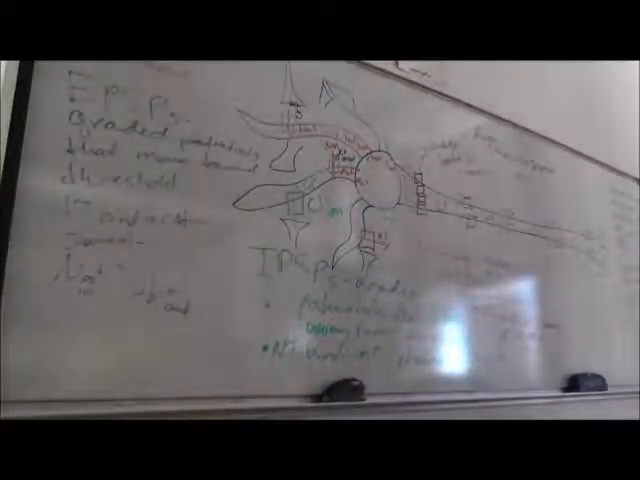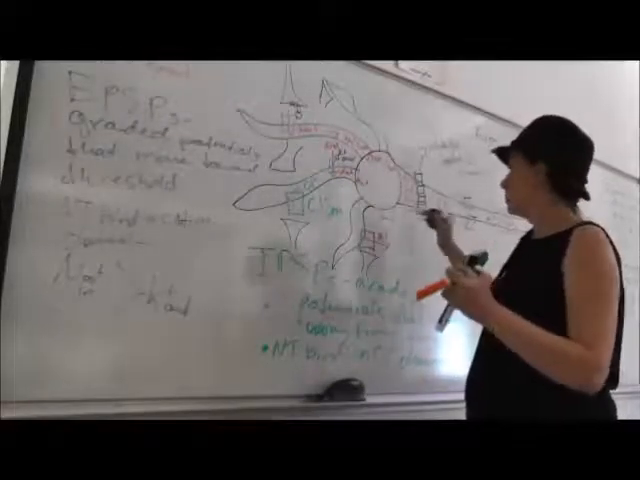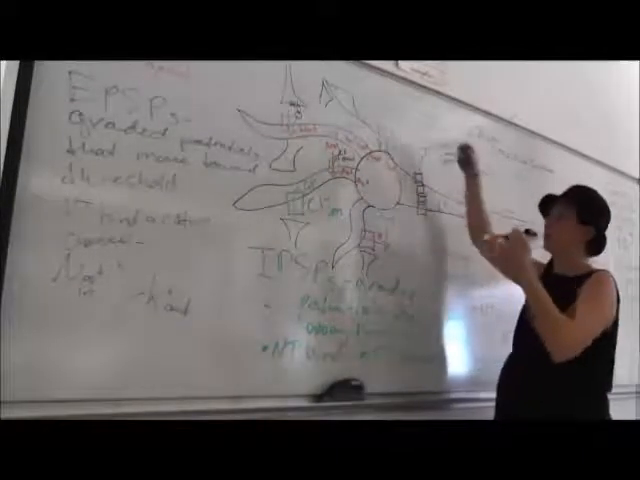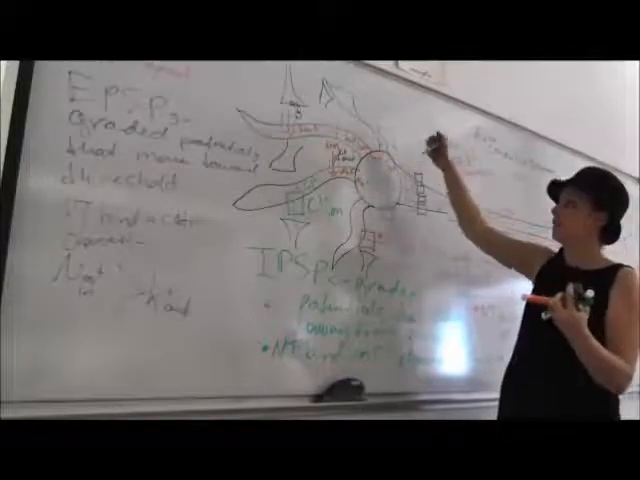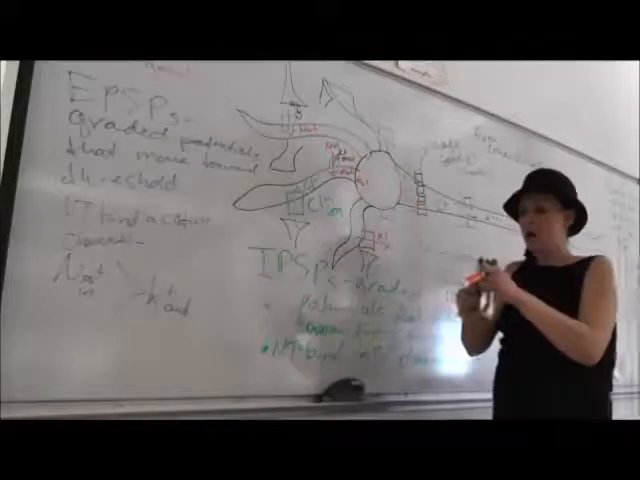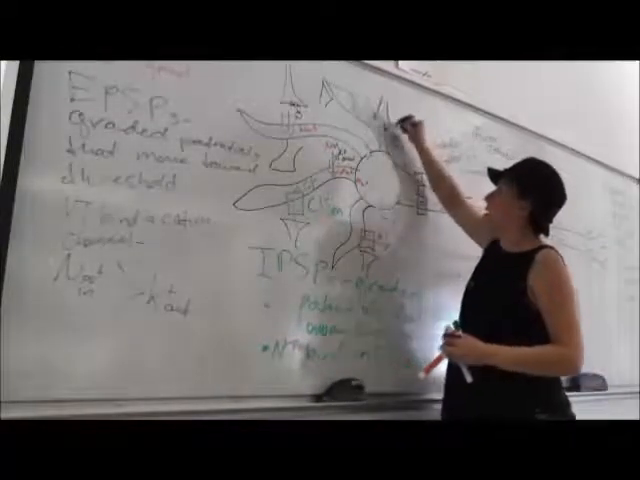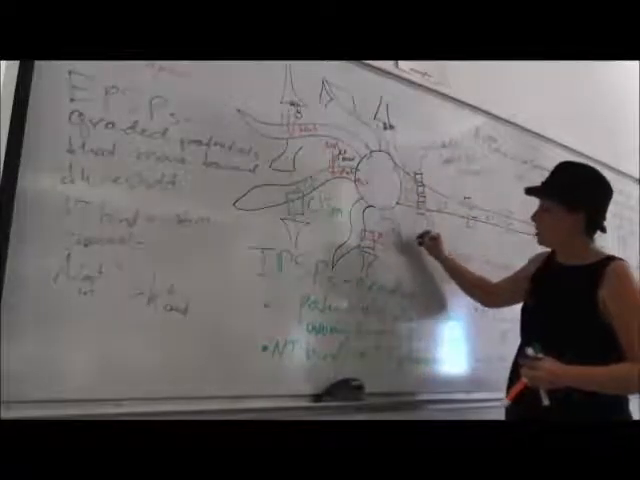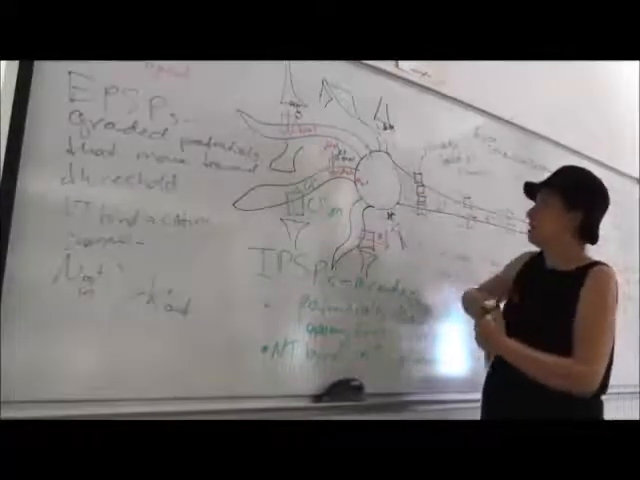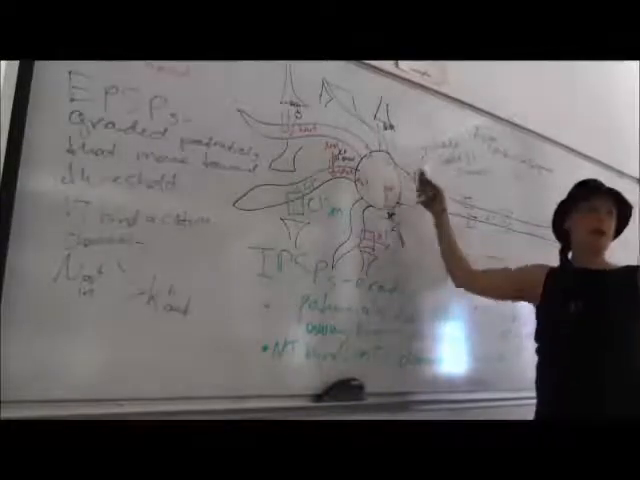Spatial summation is when we have several potentials being added in different places at the same time. I've got this one acetylcholine channel being hit there, but I've got another presynaptic neuron stimulating this channel here, and another presynaptic neuron stimulating this channel here. So this one's letting in sodium, and this one's letting in sodium, and this one's letting in sodium. That's all summing up in space.